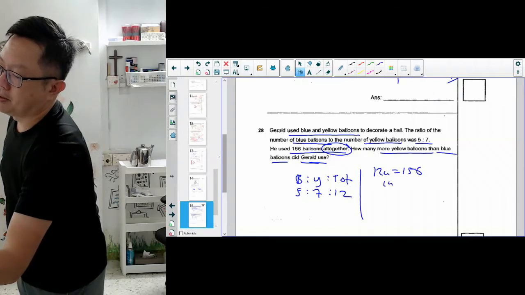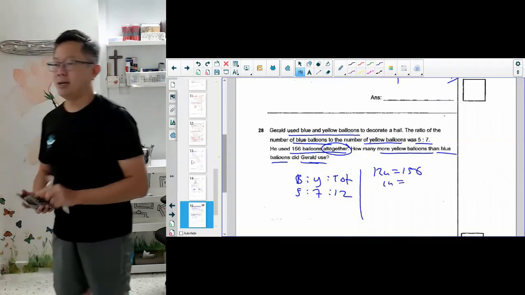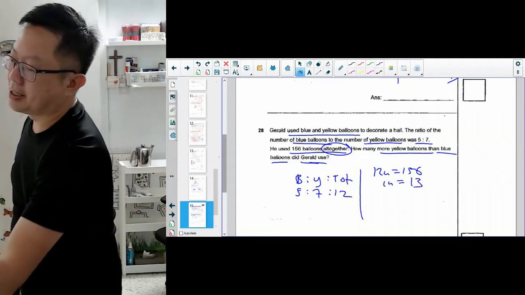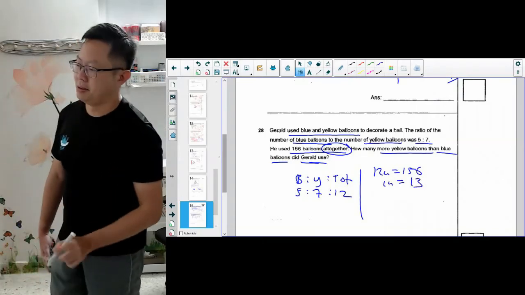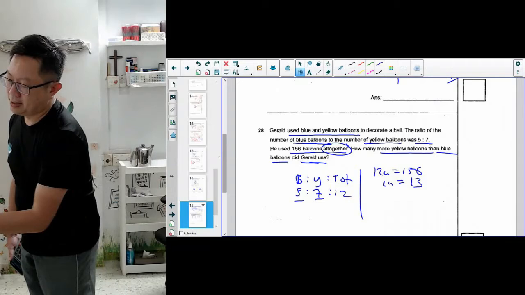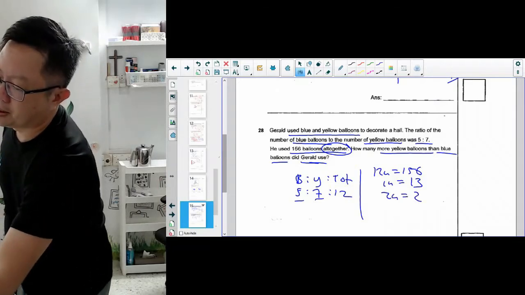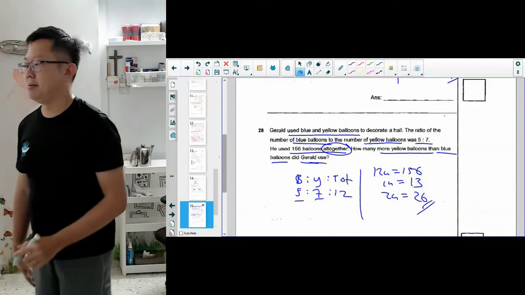Then what is 1 unit? Then you divide. You take 156 and you divide by 12. So your 1 unit will be 13. So how many more yellow than blue? Then you compare the yellow and the blue. So that will be 2 units more. So 13 times 2, so you will get 26 more yellow than blue.